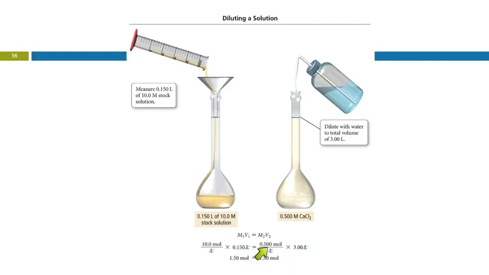So now the concentration is 0.5 moles per liter. The volume is 3 liters. We multiply those, we get the same number of moles. Okay? When you dilute a solution, the volume gets bigger, the concentration gets lower.